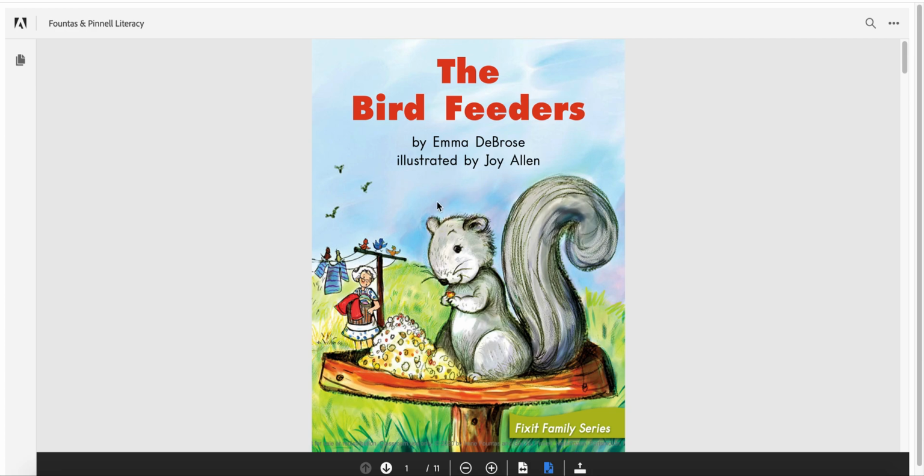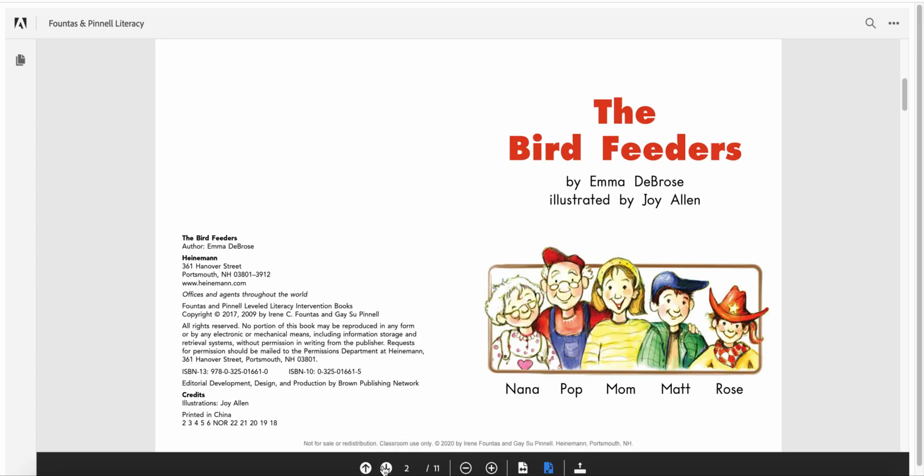This guy on the front cover is the problem. Even though he's cute, he's a problem. Do you know what the problem is? I bet you can figure it out. So I'm going to go ahead and show you the pages. You read it. Here's just again the characters: Nana, Pop, Mom, Matt, and Rose.